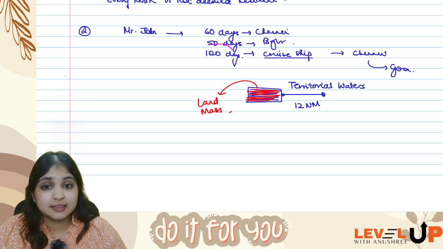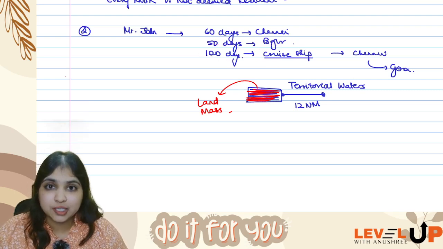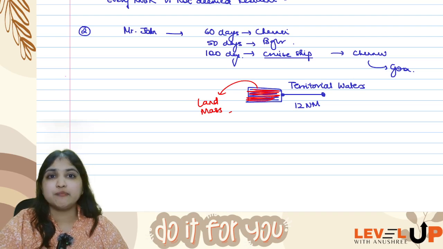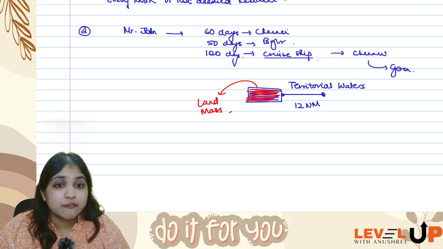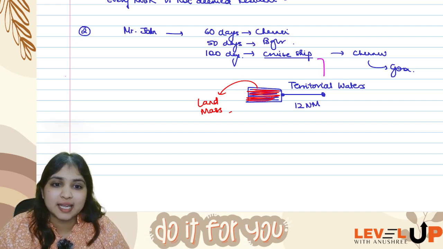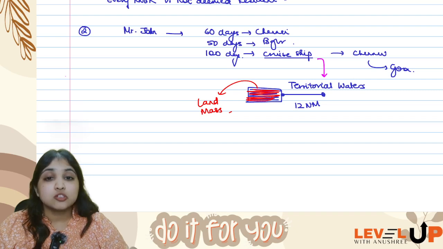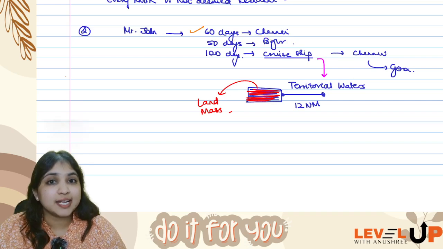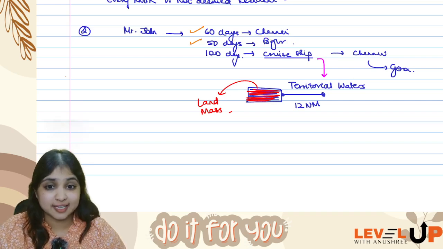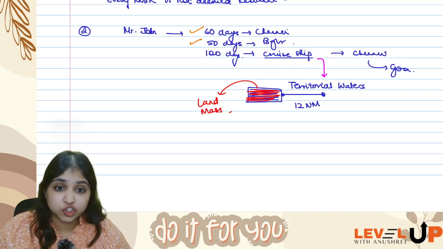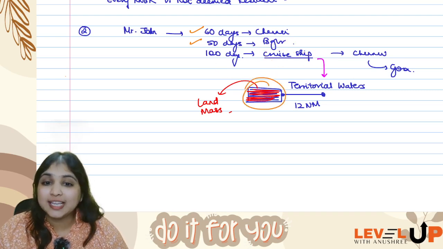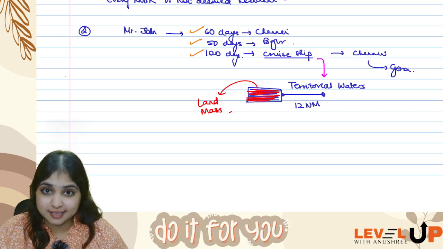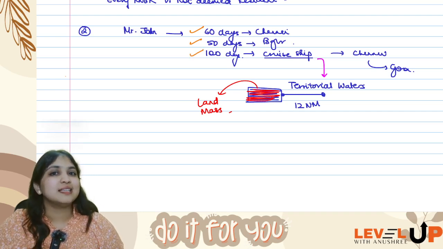And let us say in these 100 days, my assessee was in the cruise ship, and this cruise ship was only sailing in the Bay of Bengal, the Indian Ocean and the Arabian Sea within these 12 nautical miles in these territorial waters. So 60 days in Chennai, is he in India? Yes. 50 days in Bangalore, is he in India? Yes. 100 days in the cruise ship. See, he is in the ship. He is not on the land. He is in the water. But is he in the territorial waters? Yes. So even this will be considered as stay in India.